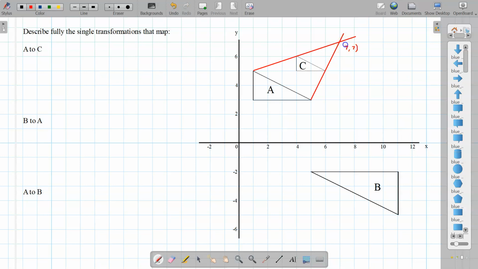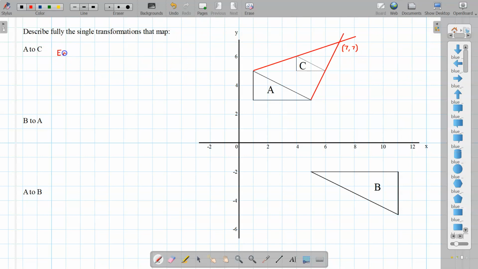The scale factor is basically what you have multiplied shape A by to get shape C. Because it's become smaller, it's a fractional scale factor less than 1. In fact, you can see that shape C is half the size of shape A, because that has a base of 4 and this has a base of 2; that has a height of 2 and this has a height of 1. So it's scale factor a half, center 7, 7. So I describe it fully like this.